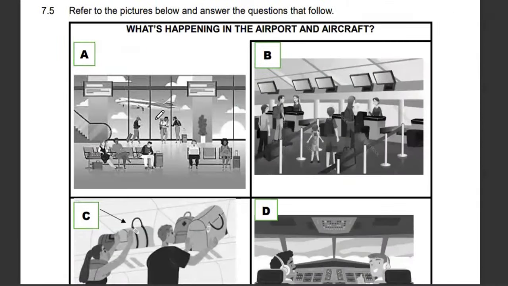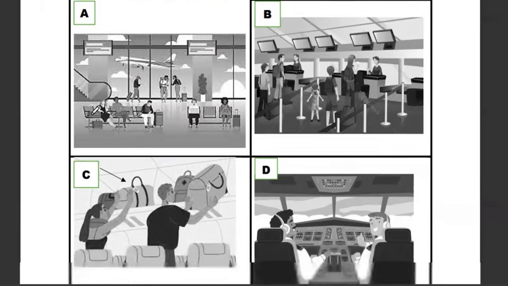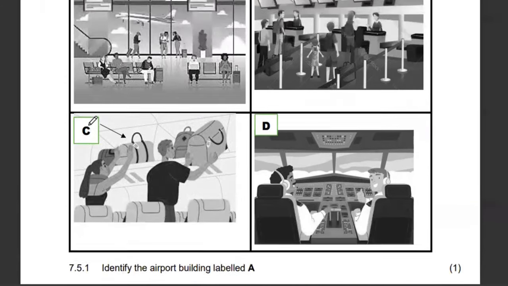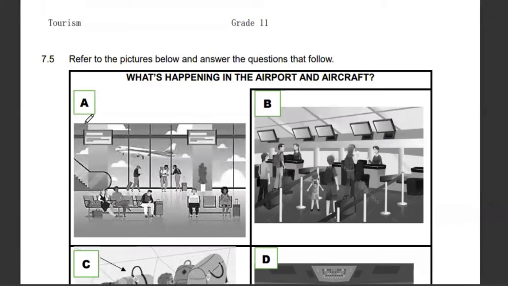What is happening at the airport? Refer to the pictures below. What is happening at the airport and aircraft? So we have A, B, C, and D. Identify the airport building written A. If you look at A, that is called the airport terminal. Then B, you can see that there are counters there. So it is known as the check-in counter.